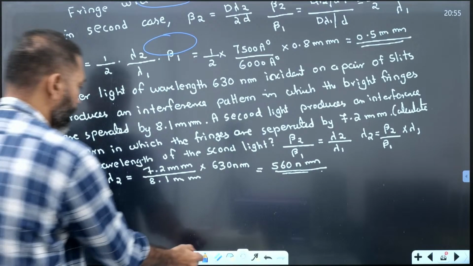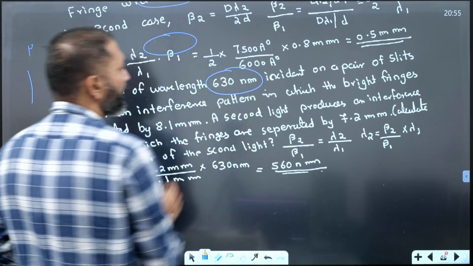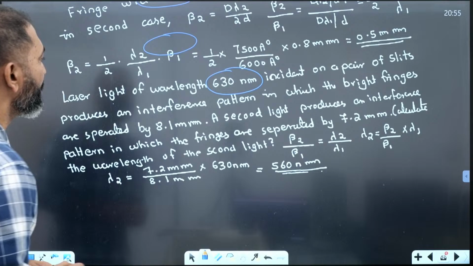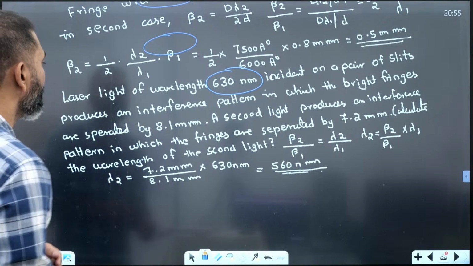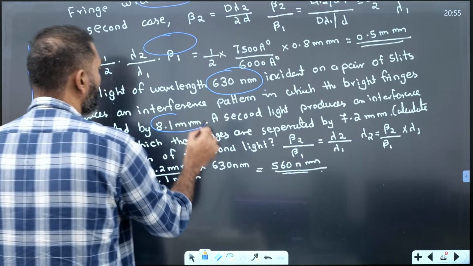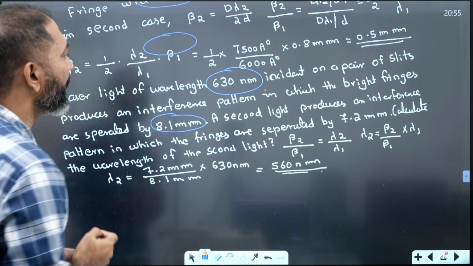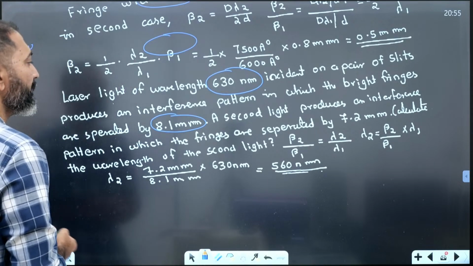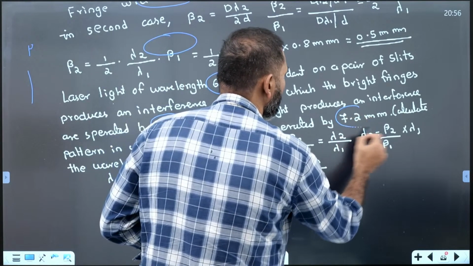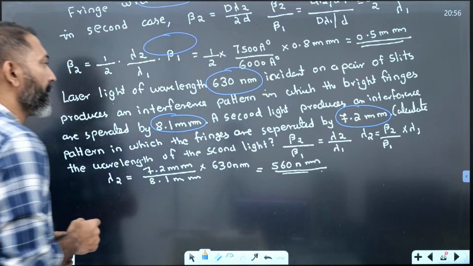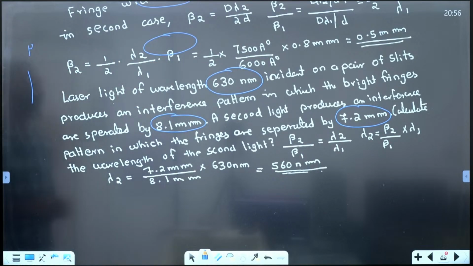Laser light of wavelength 630 nanometer incident on a pair of slits produces an interference pattern in which bright fringes are separated by 8.1 millimeter. A second light produces an interference pattern in which fringes are separated by 7.2 millimeter. Calculate the wavelength of the second light.